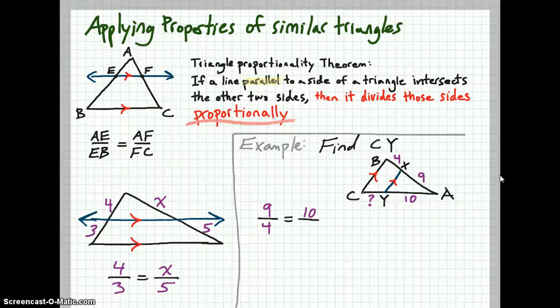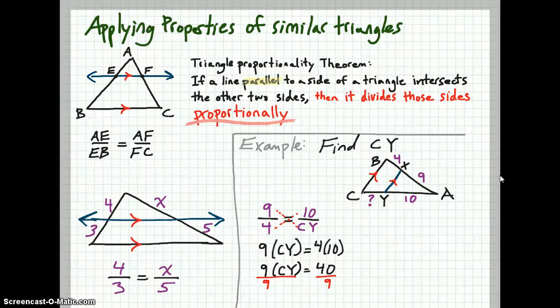Nine is to 4, as 10 is to CY. And of course we're going to cross multiply once we have that. We're going to simplify. 4 times 10 is 40. And then why don't you go ahead and do the last step to solve. You should do what to both sides? Divide. On the left side, they cancel out. We're left with CY is equal to 40/9, or what would that be as a mixed number?